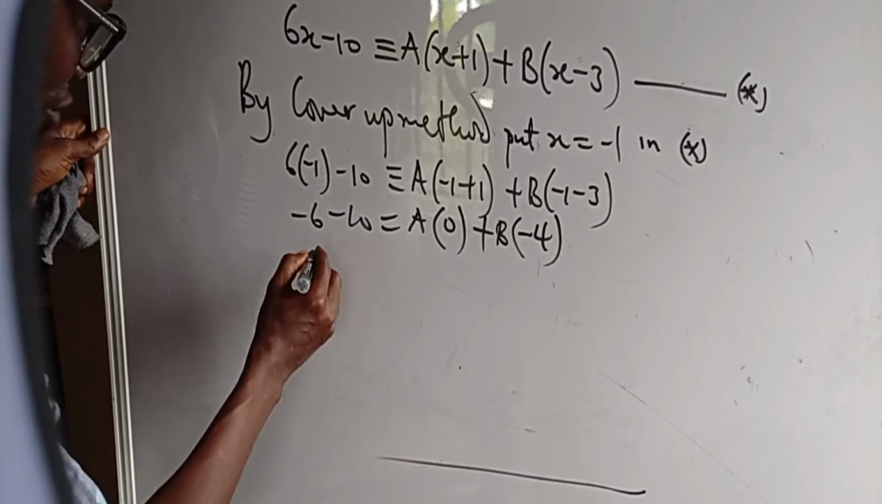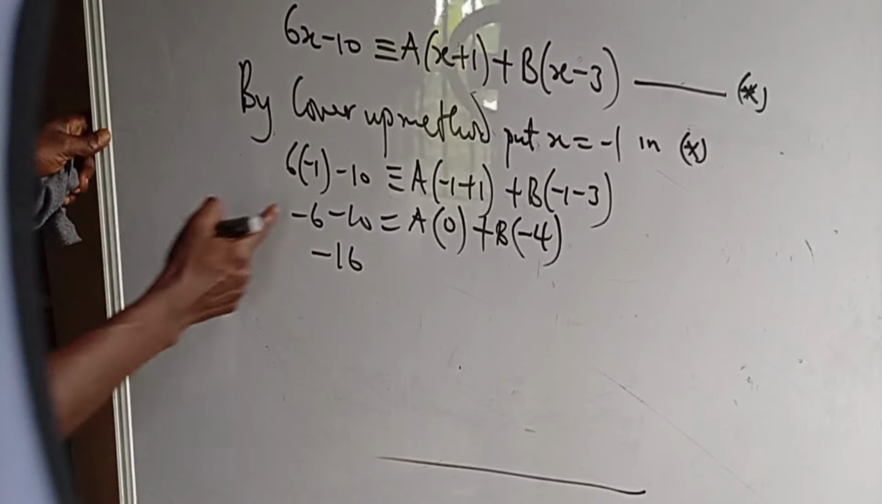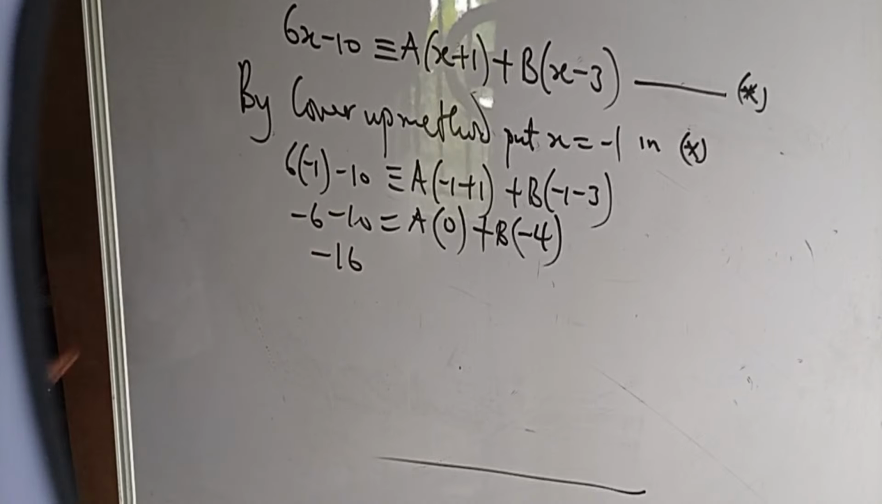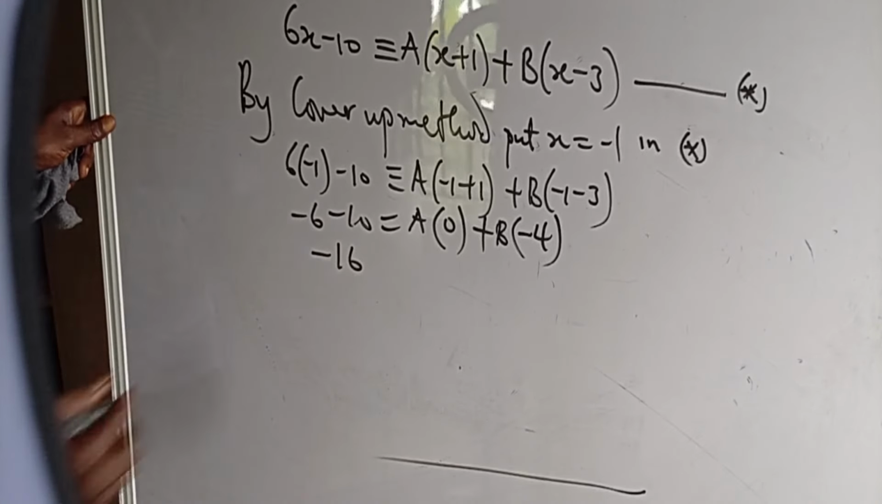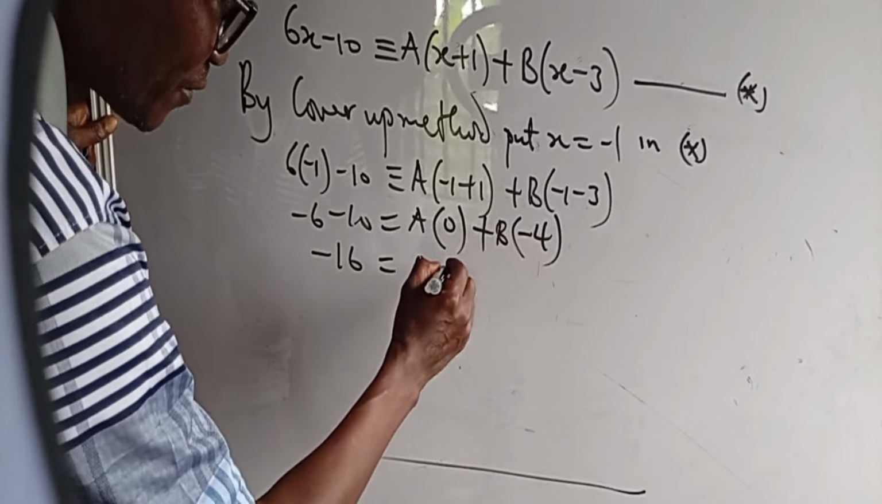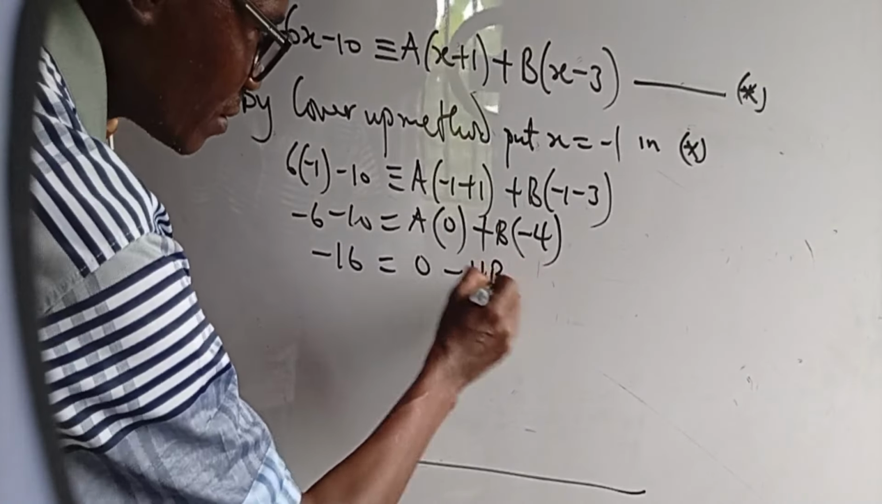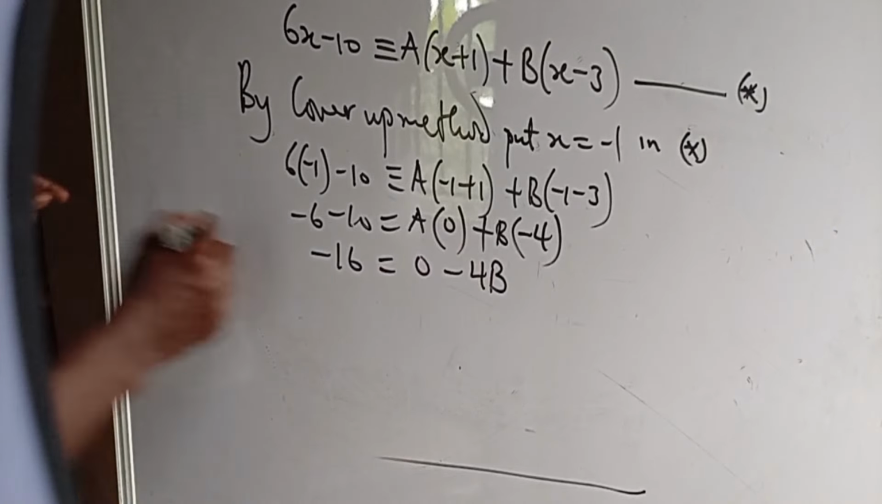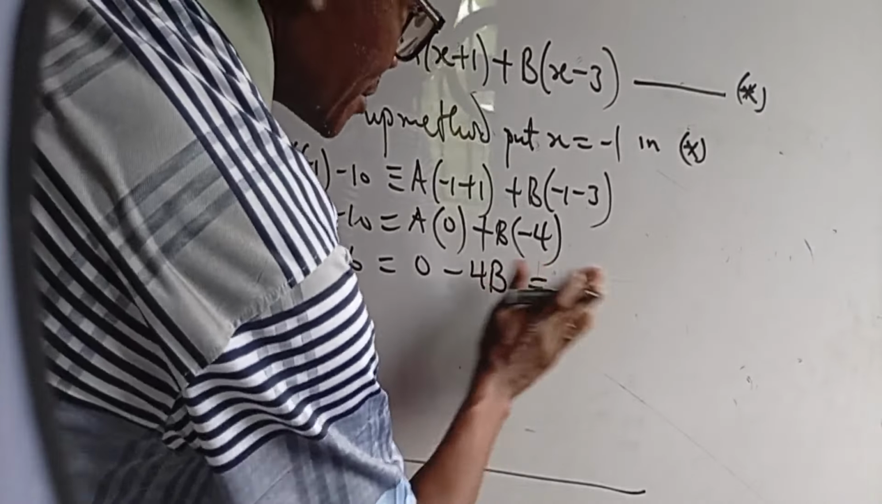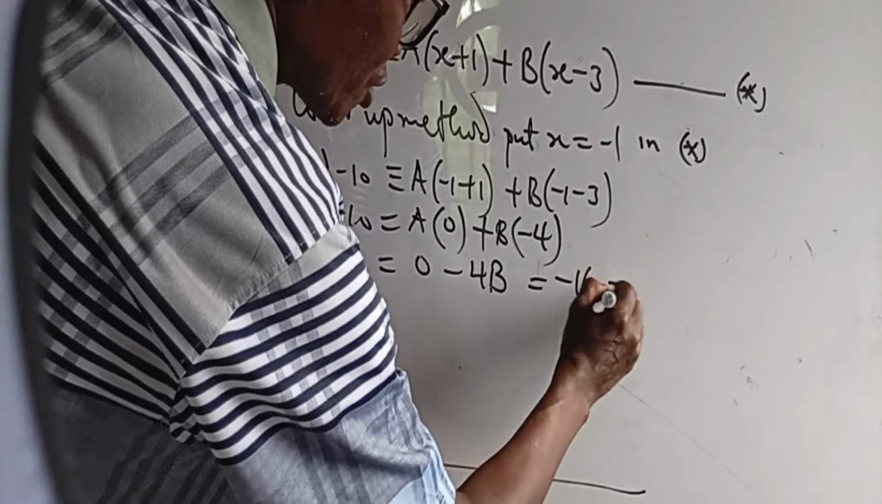Minus 6 minus 10 is what? Minus 16. Last week you borrowed 6 naira, this week you have borrowed 10 naira, so your debt has risen to 16. So this one, A times 0 is 0. Then B times minus 4 is minus 4B. Okay? Now, let me write it properly: minus 16 equals minus 4B.